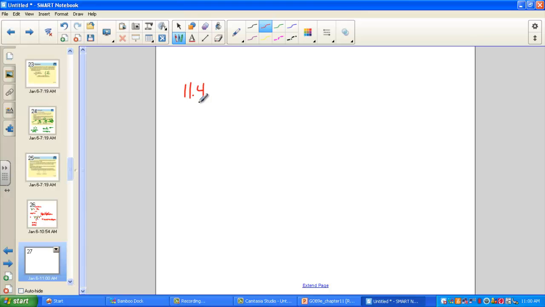Problem 11.4 from page 331. Let me get the structure drawn. 1, 2, 3, 4, 5, 6, 7. All right, so 1, 2, 3, 4, 5, 6, 7. That's my beginning part. I have a branch coming up here. I have a branch here, 1, 2, 3, and another branch here. So redrawing that structure. Let's work to find the longest carbon chain.